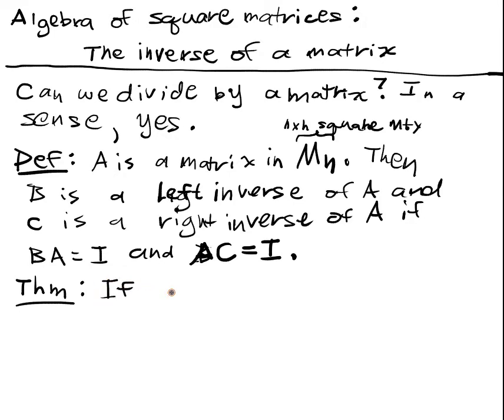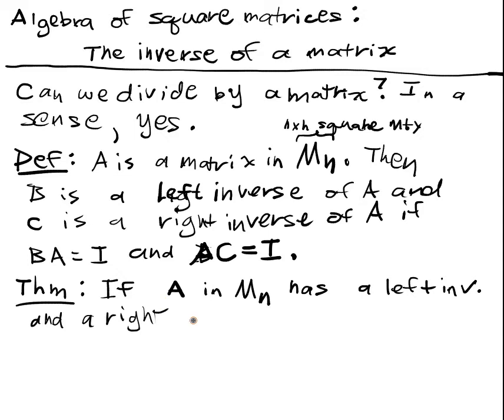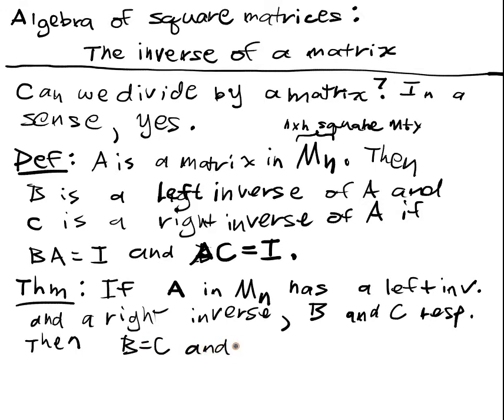So we have a theorem. If A is in M_n, has a left inverse and a right inverse, respectively B and C, then B is equal to C and A has a unique inverse.